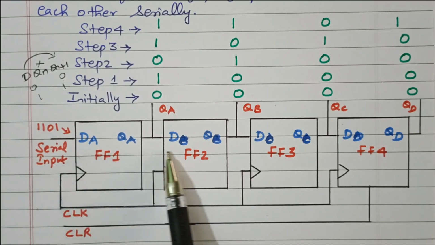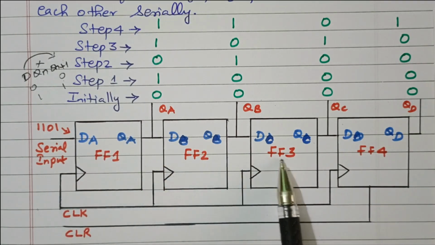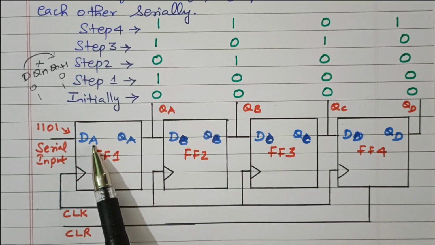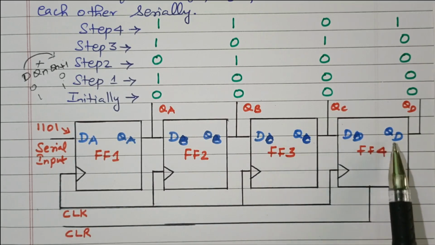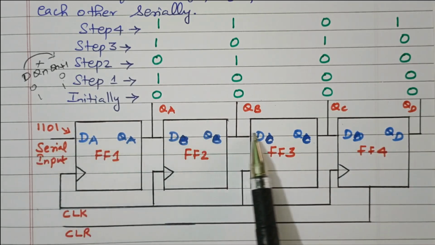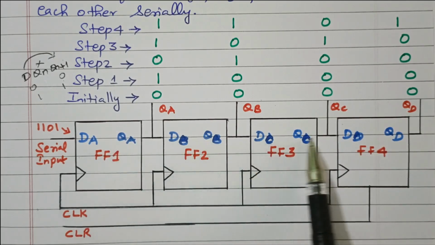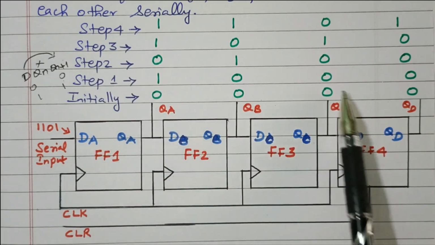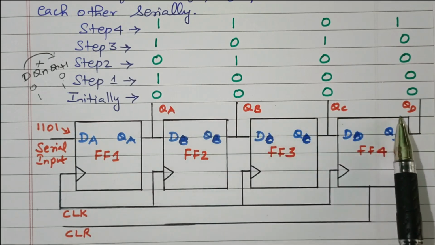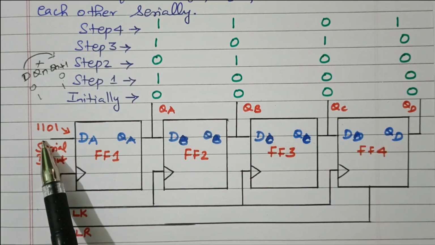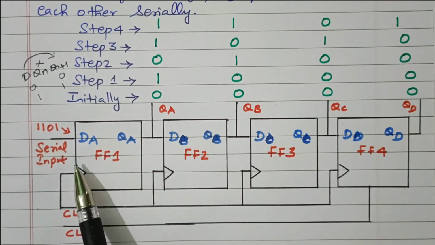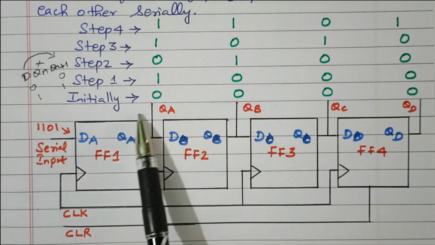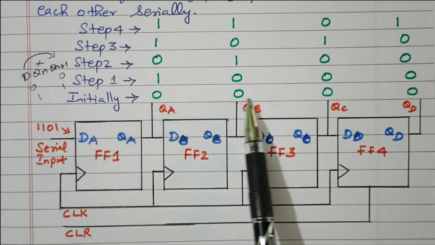Based on that, we constructed the register using 4 flip-flops: flip-flop 1, 2, 3 and 4, termed as A, B, C and D. DA, QA, DB, QB, DC, QC, DD and QD. The input is given serially, bit by bit, and the outputs are taken parallelly: QA, QB, QC, QD. The data we need to transfer is 1101. See this, initially all the flip-flops are reset.